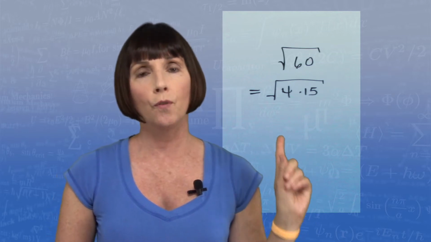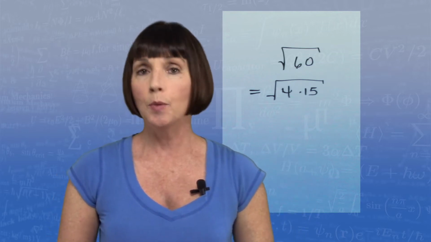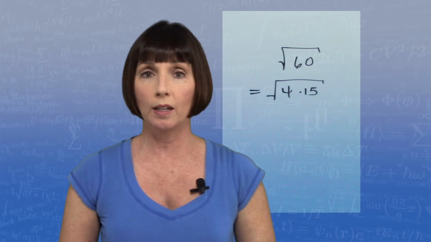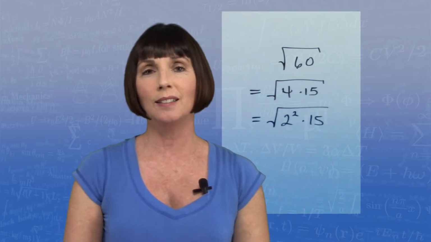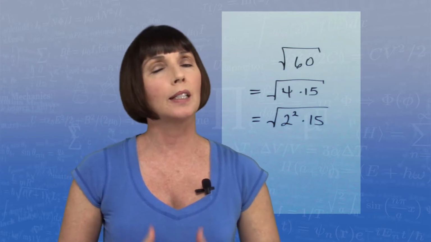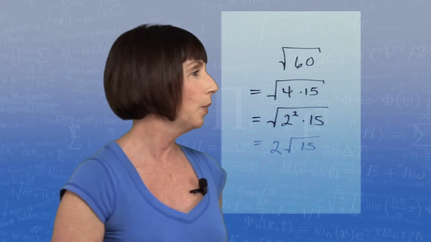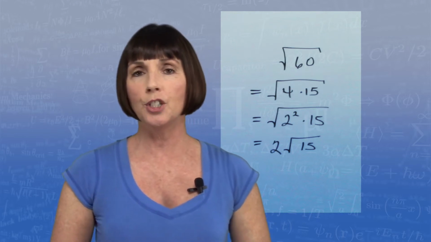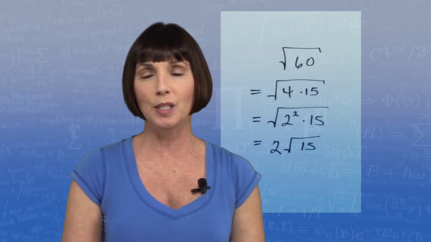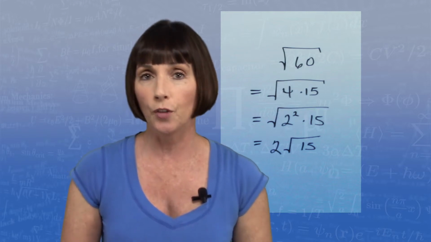so I can rewrite the square root of 60 as the square root of 4 times 15. I'm going to rewrite 4 as 2 squared, so I get the square root of 2 squared times 15. The square root of 2 squared is just 2. So I end up with 2 times the square root of 15. Now, it's always a good idea to check what you have left under your square root symbol to see if you can simplify any further.